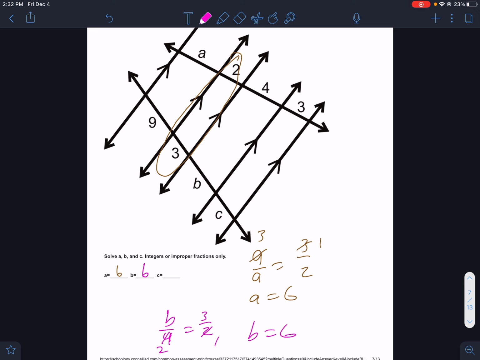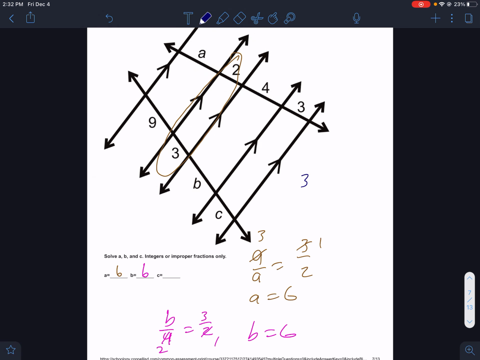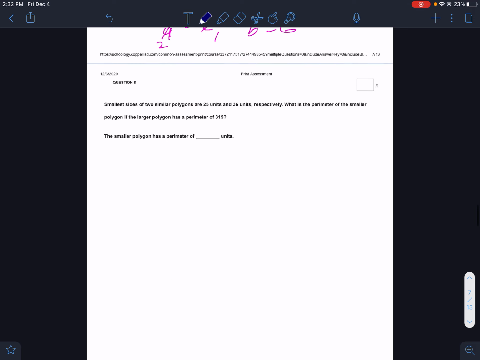Oh, that's fun. And then 3 over 2 equals C over 3. So 2C equals 9. So C equals 9/2. And there's your answers. Every single section's the same ratio.